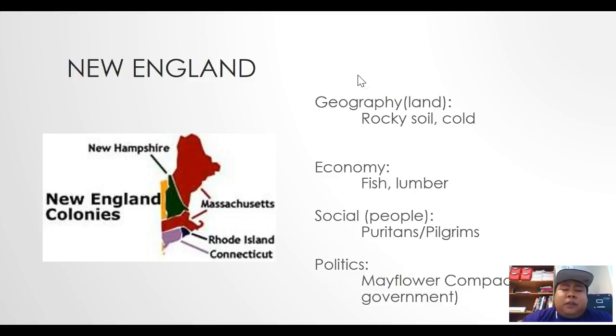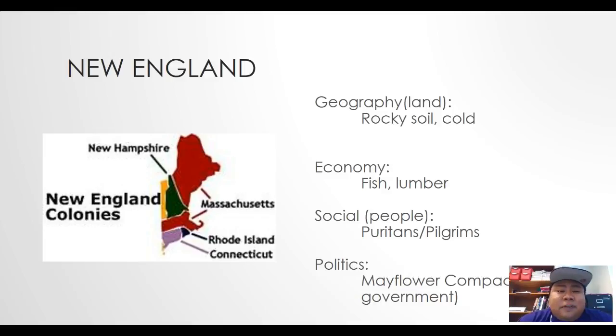So to start off with New England. New England actually has rocky soil. Why? Because it's cold up there, and you can't really do much if it's cold. The rocky soil also makes it impossible for me as a person to try to grow anything. I can't grow anything on rocks. So I have to find another way of making money. Right from the get-go, we can tell that geography is actually going to affect the way I make money. I have to look to fishing and lumber now.